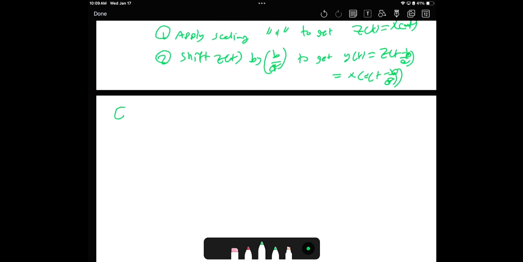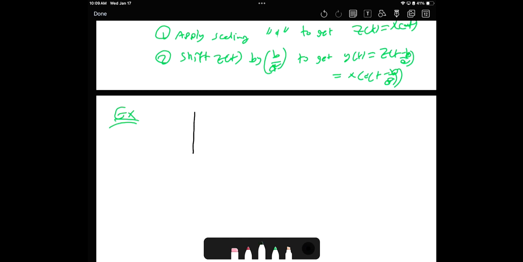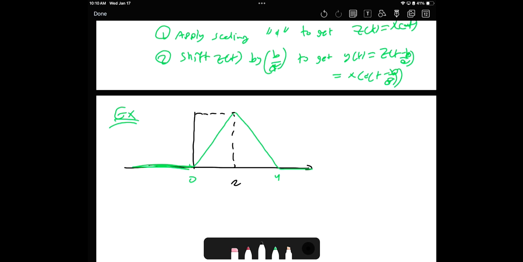Now, let's assume we have the following waveform, given x of t like this, such that this is 0, this is 4, this is 2, then here let's assume the magnitude is 1, here is t, then this is x of t.